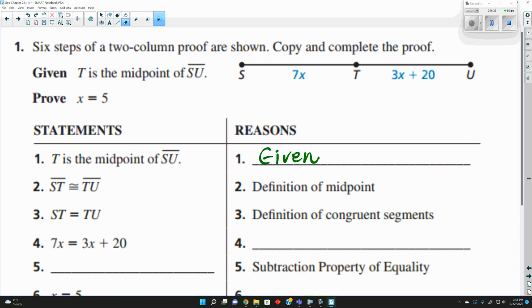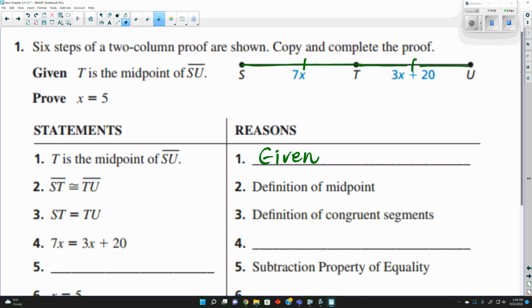T is the midpoint of SU. And we're wanting to get to that x is equal to 5. Yes? So if T is a midpoint, it means it divides the segment into 2 congruent segments, yes? Because we have that also in the homework. A point is a midpoint if and only if it divides the segment into 2 congruent segments, yes? So since T is a midpoint, it means that ST is congruent to TU.